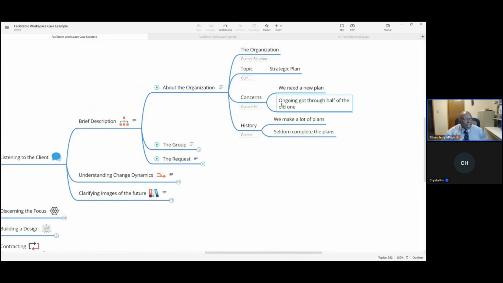We need a new plan. It's ongoing, but half of it's done and half of it's not done. The history, we make a lot of plans and they seldom complete plans. This is important information you're going to facilitate. Tells you that you may want to think carefully about how we help the group make sure they're going to get the work done they want to get done.